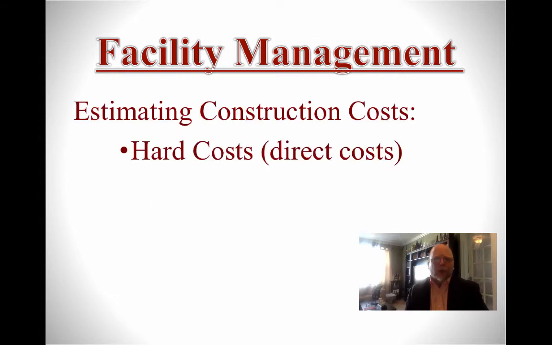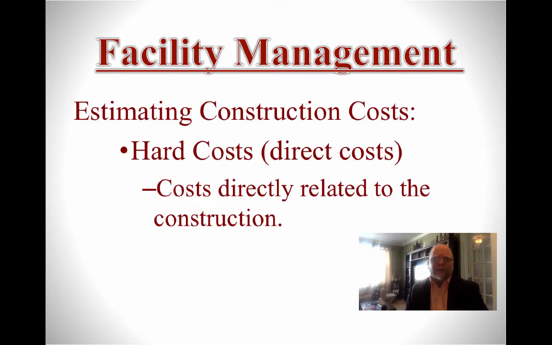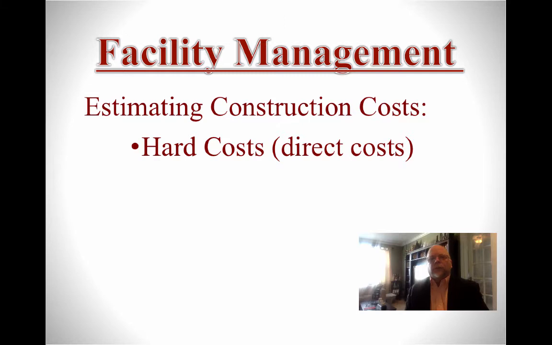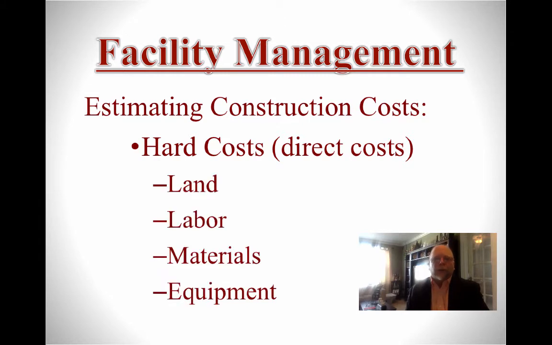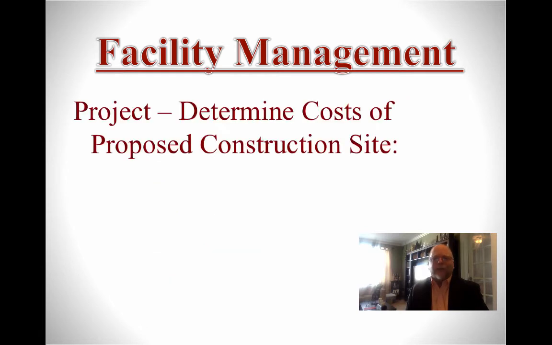Then you're going to have your hard costs, which are your direct costs. And these costs are directly related to the construction project itself. Some hard costs, or direct costs, include the cost of the land. It's a hard cost. It's going to cost you $1 million. All right. Cost of materials, cost of labor, cost of equipment, that kind of thing. Those are hard costs directly related to the construction of the building.